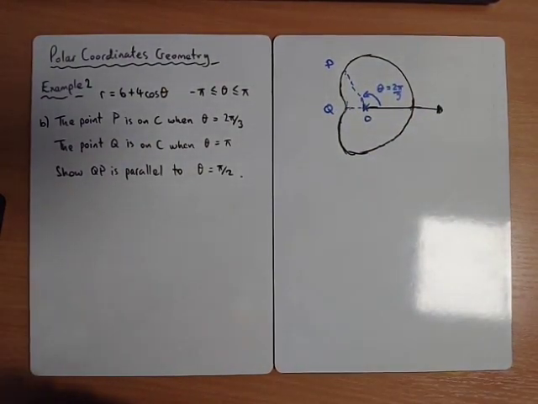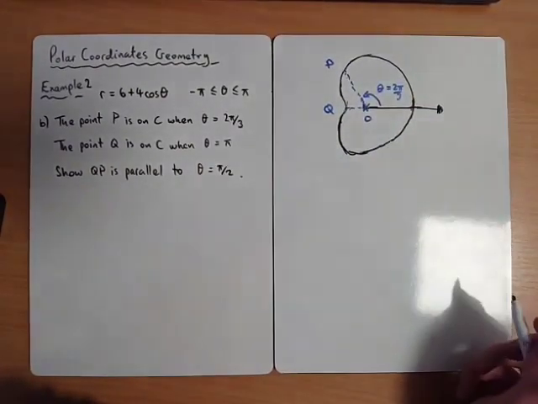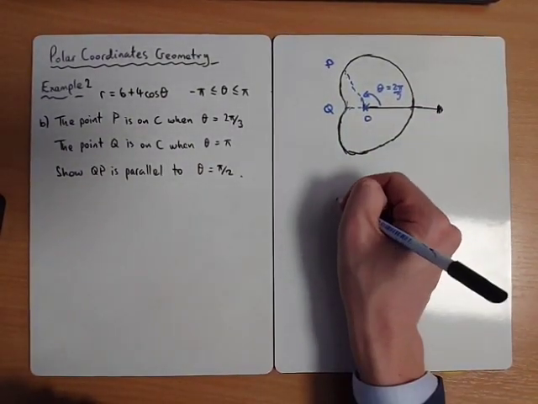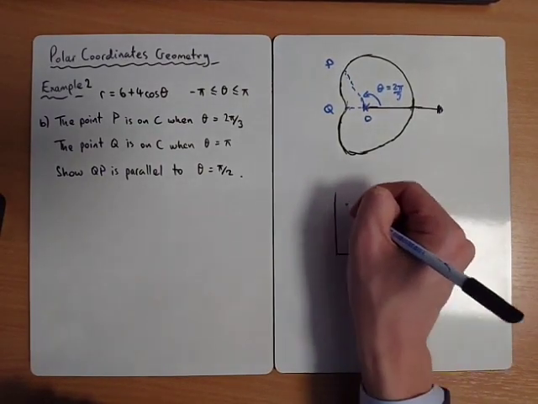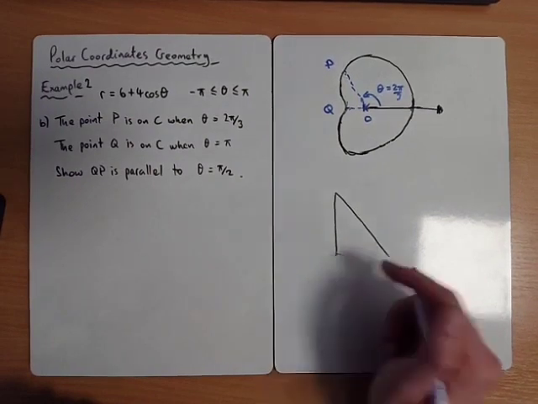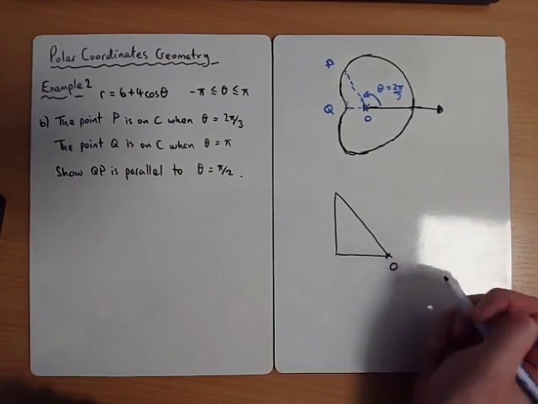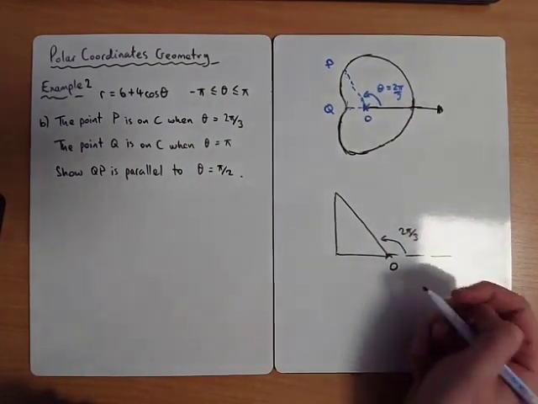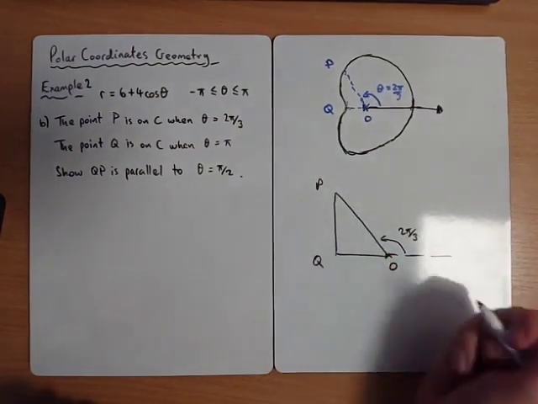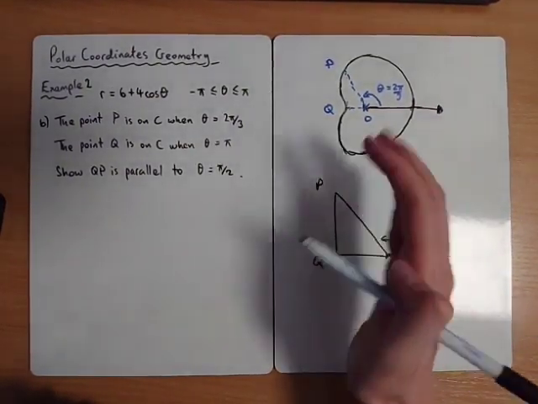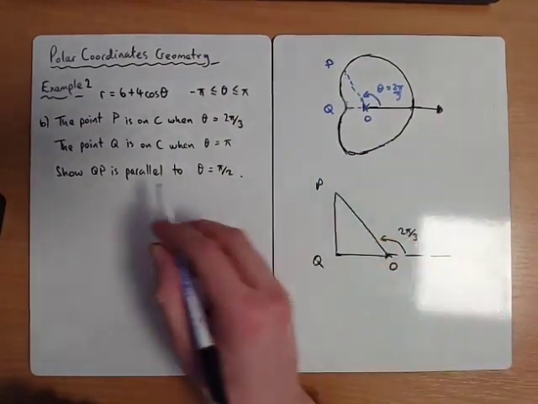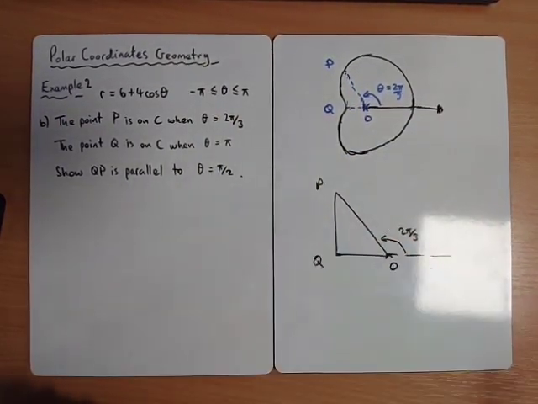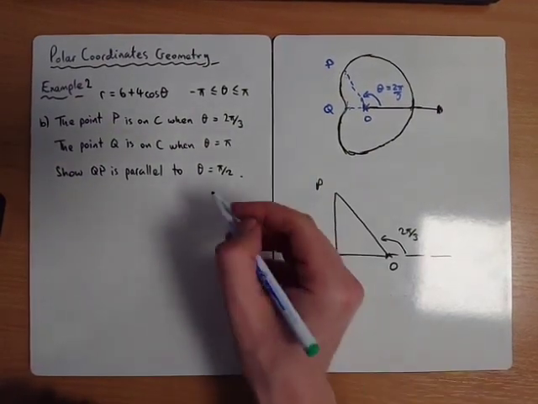And the question says, show PQ is parallel to theta equals pi over 2. So if I went from Q to P, this line here, let me just draw this out in a bit more detail without the curve. So if that's my pole there, that angle's 2 pi over 3. There's P, and there's Q. The line from P to Q, which would be like this line here, if it's parallel to theta equals pi over 2, think about what does that look like? What does theta equals pi over 2 even look like?